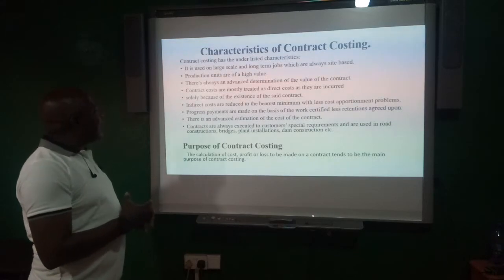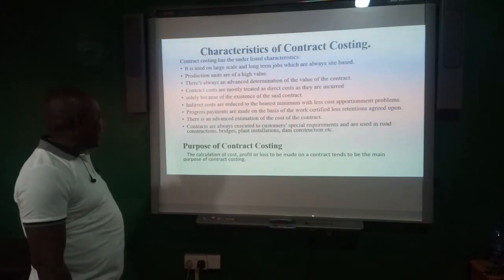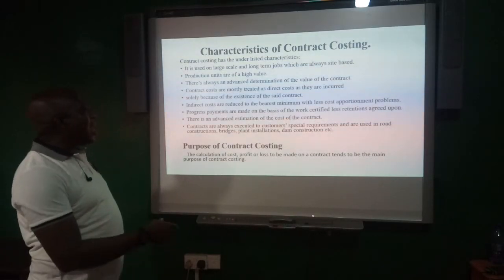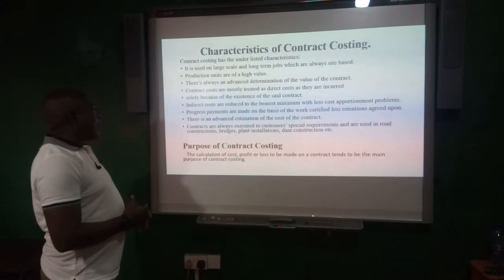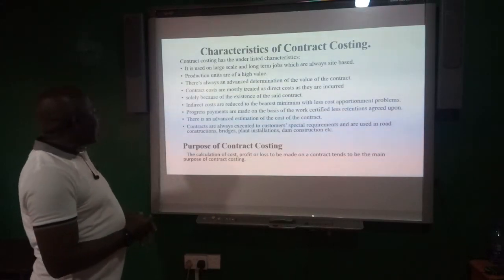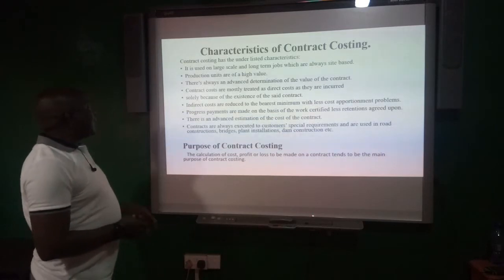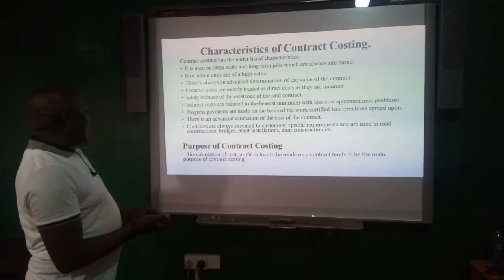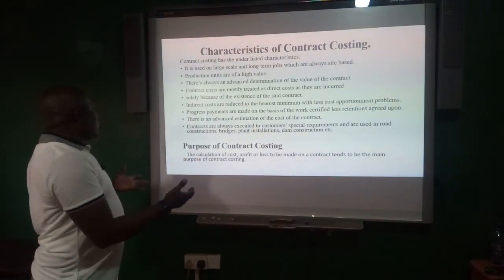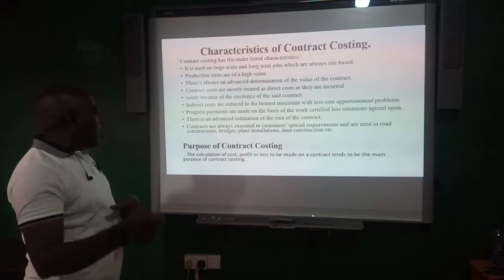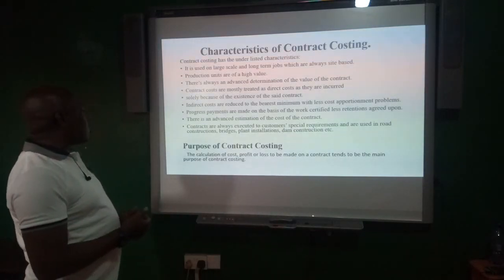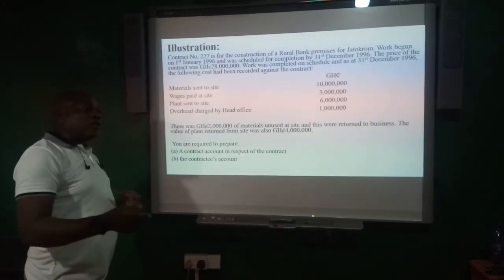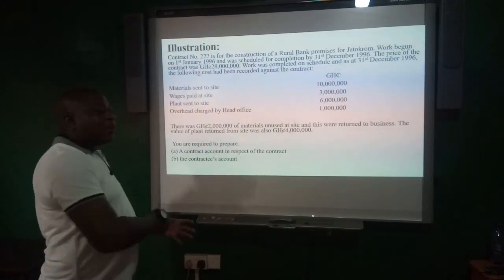There is an advanced estimation of the cost of the contract. Also, contracts are always executed to customers' special requirements and are used in road construction, bridges, plant installations, dam construction, etc. And so those are the characteristics of contract costing. And we are looking at the purpose of contract costing. The main purpose is for you to calculate the cost, to know the profit or loss that you make on any contract. So these are the purposes of contract costing, to know the cost of the contract and also whether you make a profit or loss.